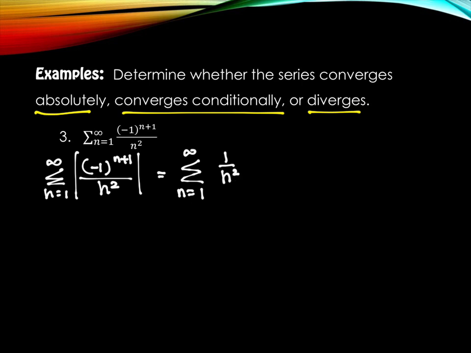And I don't really need the absolute values anymore because n's positive, so automatically 1 over n is going to be positive, as is 1 over n squared. Will this converge? Yes, this converges. Why? That one will work. This converges by p-series. Is everybody okay with that? So since the absolute value converged by p-series, this is absolutely convergent.